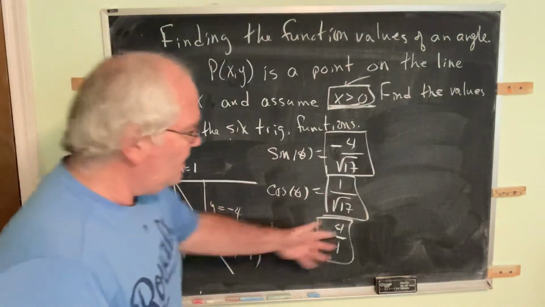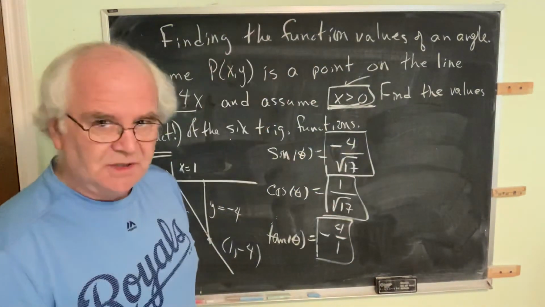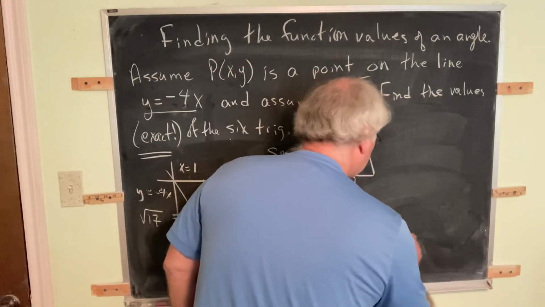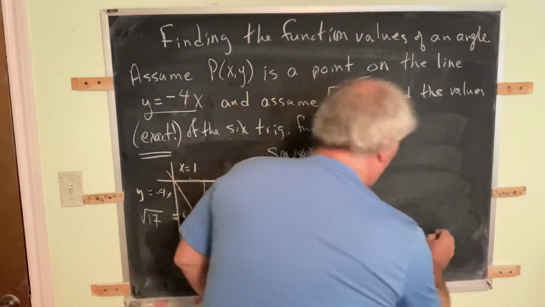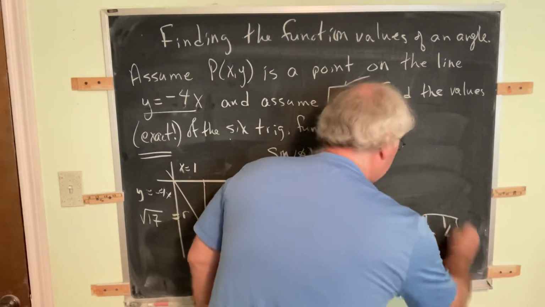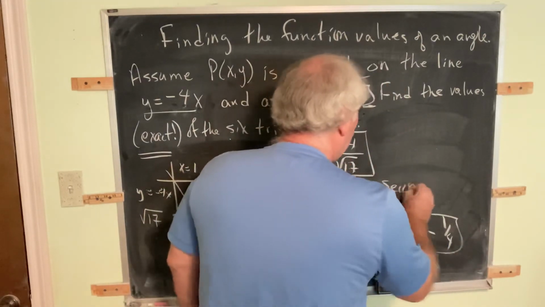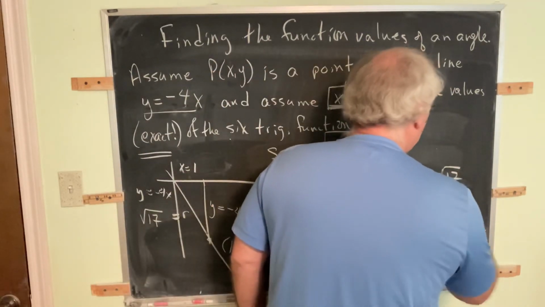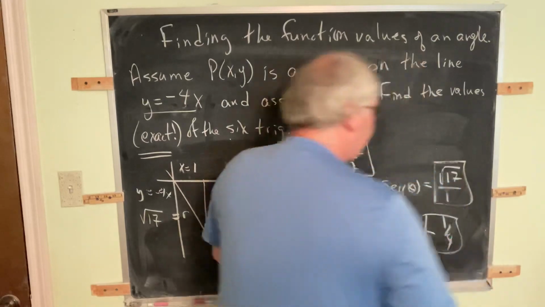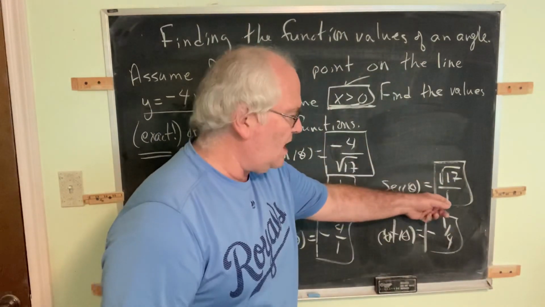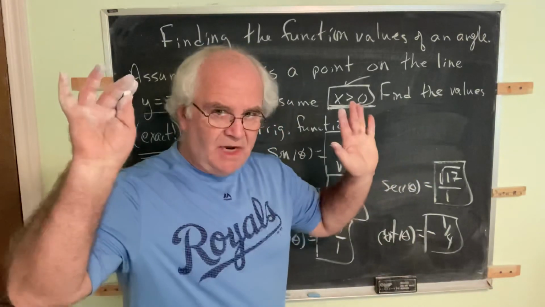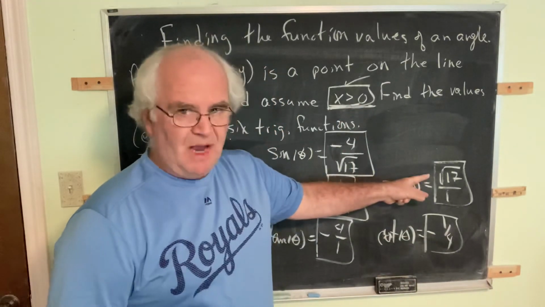Once you have these three, for the other three, just invert all the fractions. So cotangent theta is negative 1/4. Secant of theta is the reciprocal of this. That's the square root of 17. If you want to, you can even put it over 1. If you want to leave the 1 off, that's fine. If you want to put it on, that's fine. I don't care, so long as it's correct, I'm fine. But if you don't want to take any chances, write it this way, and that's fine by me.